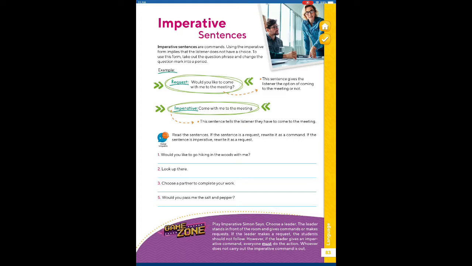To use this form, take out the question phrase and change the question mark into a period. I repeat the instruction. Imperative sentences are commands. Using the imperative form implies that the listener does not have a choice. It's not like you can say, okay, I will, okay, I won't. No. You don't have a choice. To use this form, take out the question phrase and change the question mark into a period.